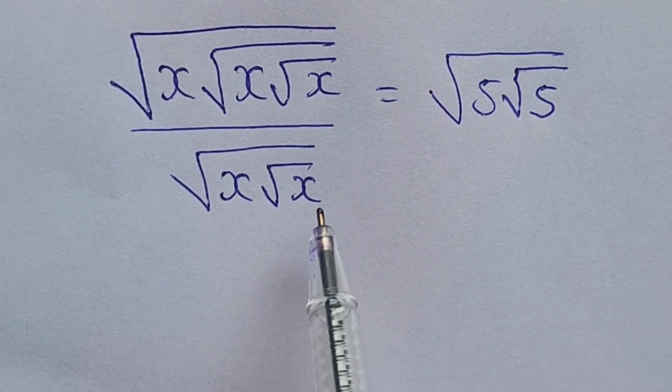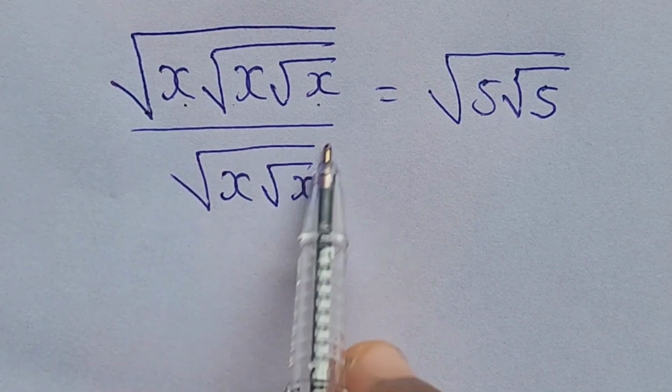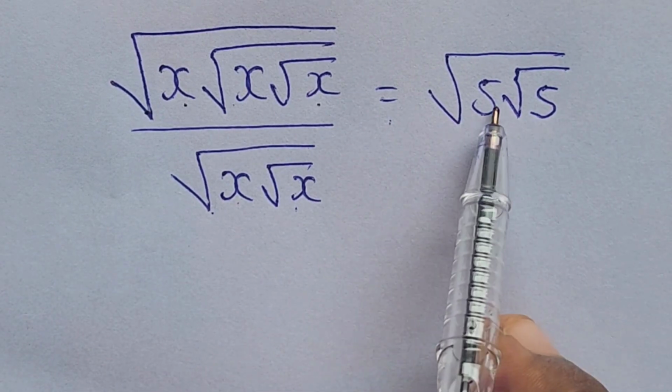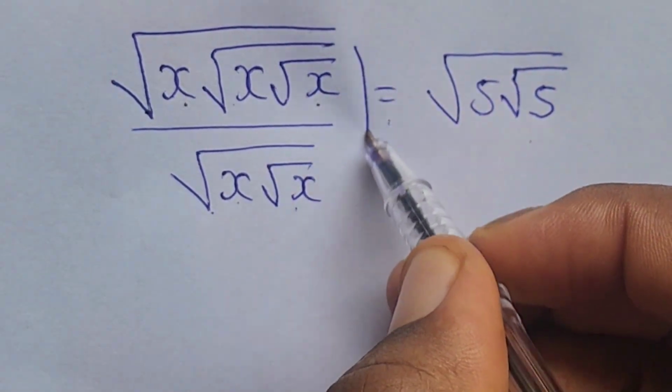Let's solve this problem together. We have the square root of x root x all over the square root of x root x to be equal to square root of 5 root 5. Now for us to begin, let's square both sides.